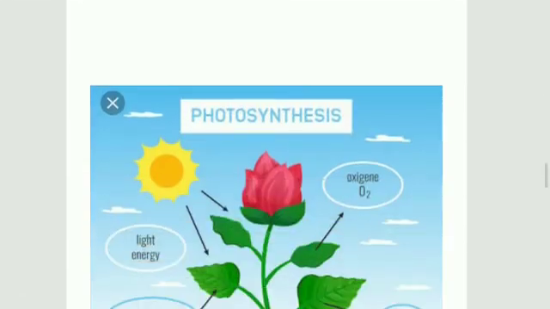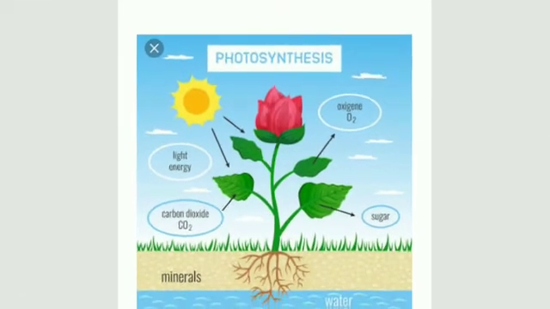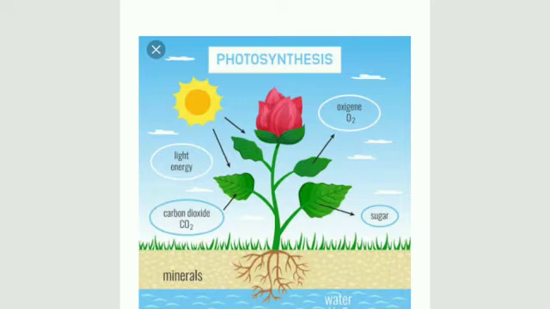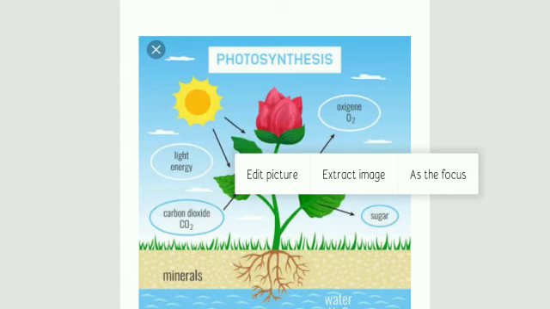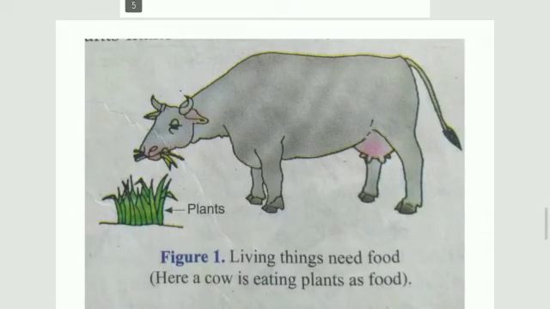There is another picture. Photosynthesis: sun gives light energy, air gives carbon dioxide, and soil gives water and minerals, and photosynthesis occurs and it gives us food, means sugar, and it releases some oxygen. Same thing. Look, living things need food. Here is a cow eating plants as a food.